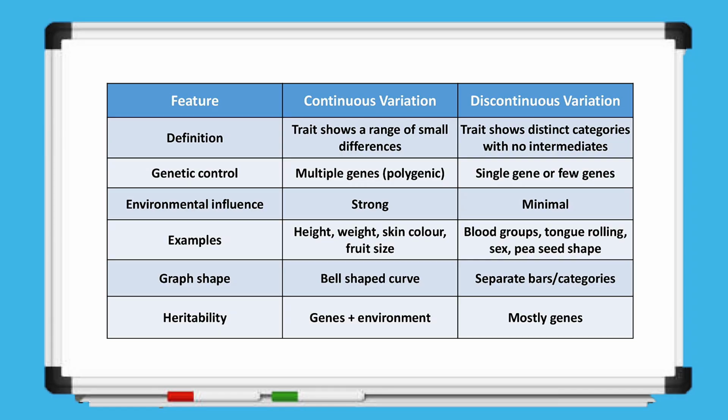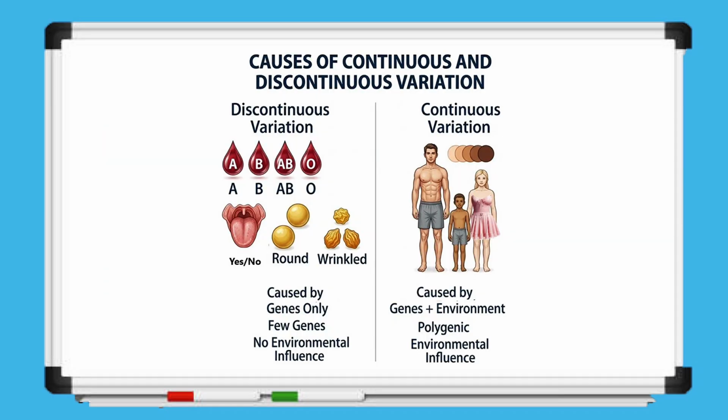In terms of graphical representation, continuous variation is shown as a bell-shaped curve because it forms a smooth range of values. Discontinuous variation is shown using separate bars or categories because the traits fall into distinct groups. Finally, in terms of heritability, continuous variation is influenced by both genes and environment, while discontinuous variation is mainly determined by genes alone.